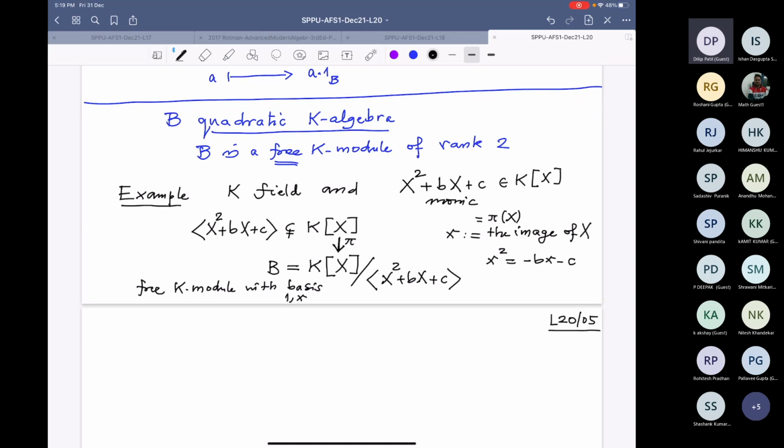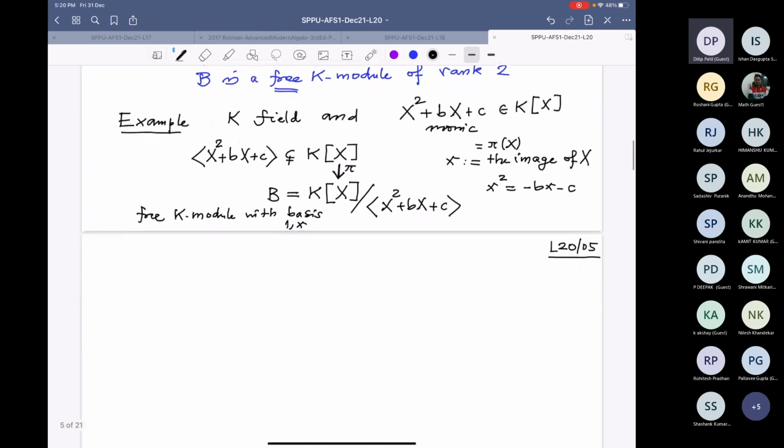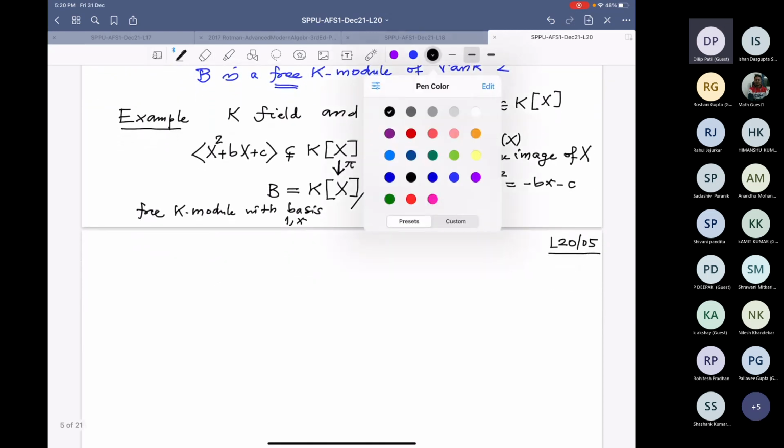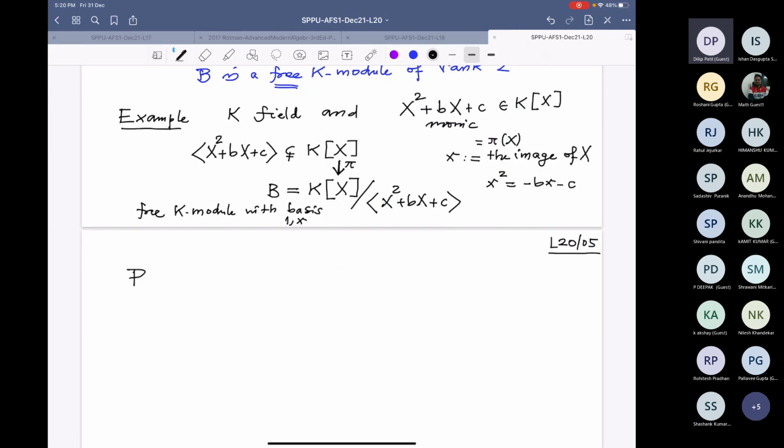And there is nothing special about K being a field here. I could have taken any ring and any monic polynomial of degree 2. And why degree 2? Arbitrary degree. In fact, let me write a most general proposition, which you would have studied somewhere. I don't know when. If you have not studied it, please tell me. I will prove it for you.